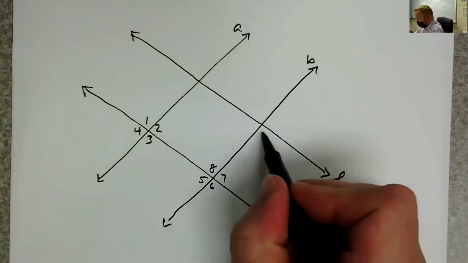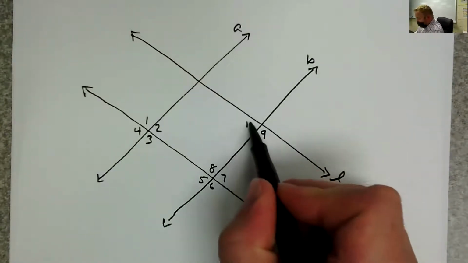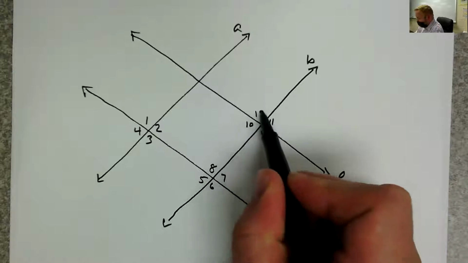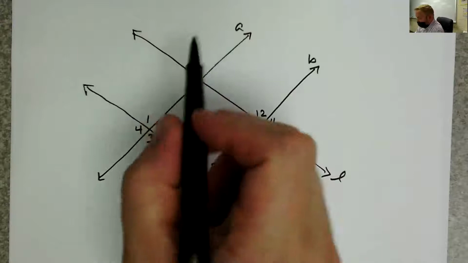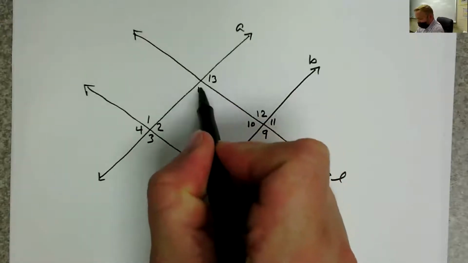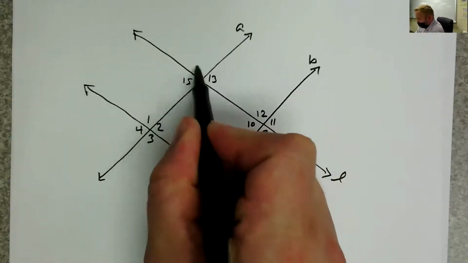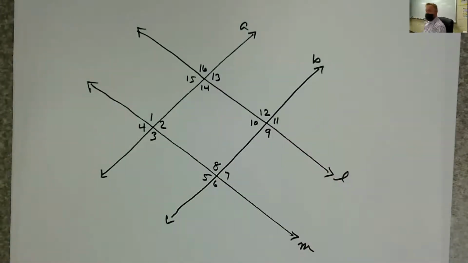In the upper right, I'm going to go 9 and then 10 and 11 and 12. Make sure you number them exactly like I did. I'm realizing now that the way that I numbered them is completely illogical, but that's okay. And then up here is 13, 14, 15, and 16. So 16 different angles going on.